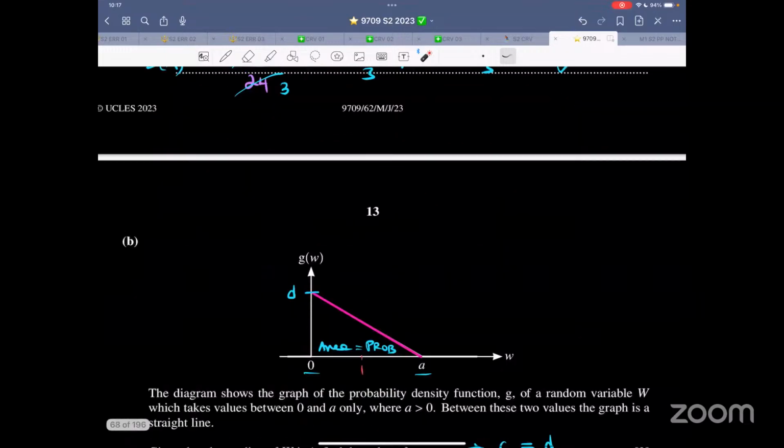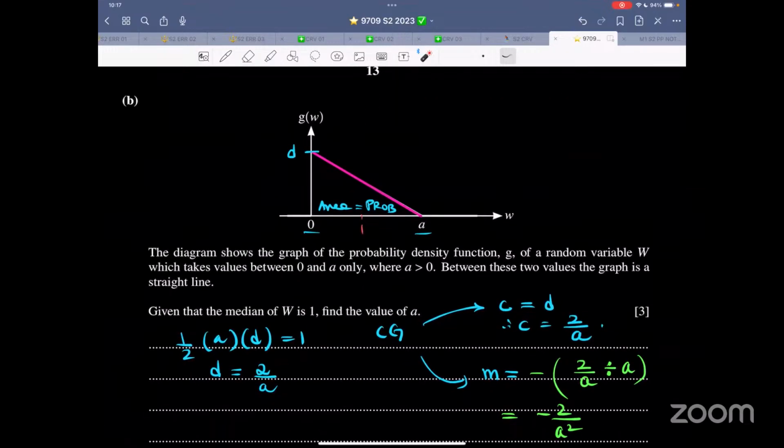Now let's move on. Part B. Now in part B, what needs to be done? The diagram shows the graph of the probability density function of a random variable w, which takes values between 0 and a only, where a is greater than 0. So a is on the positive side, as we can see. Between these two values, the graph is a straight line. Given that the median of w is 1, find the value of a. So median of w is 1, find the value of a.